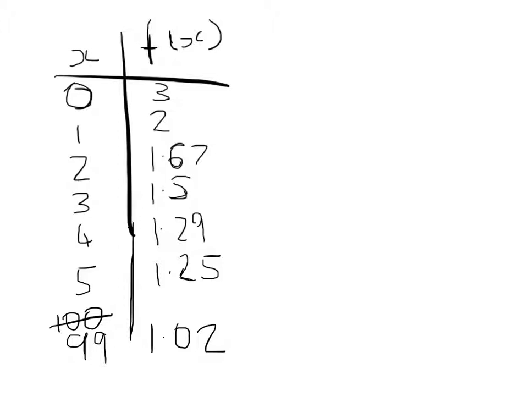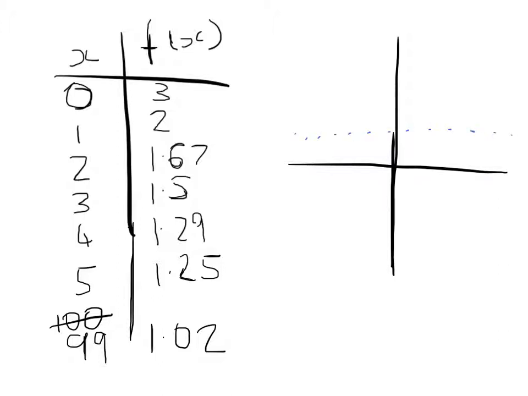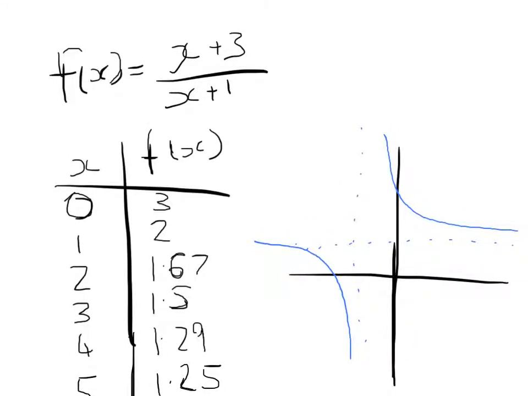And if we were to draw it, our graph would look something like this. Of course, it's going to look something like that, with our other asymptote being at negative 1.